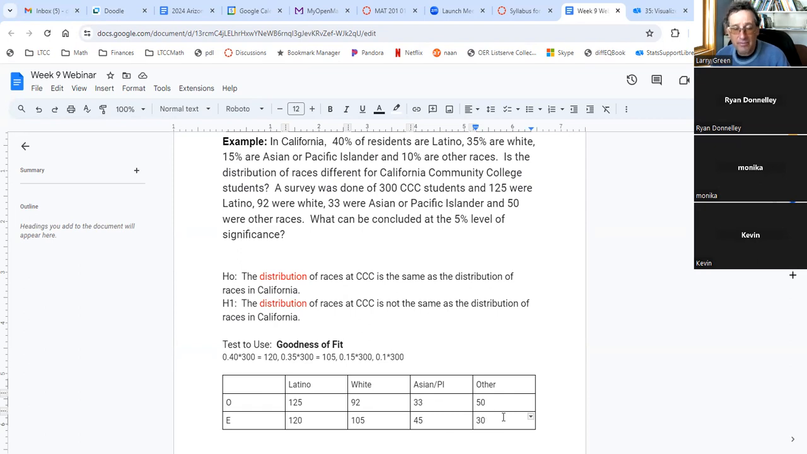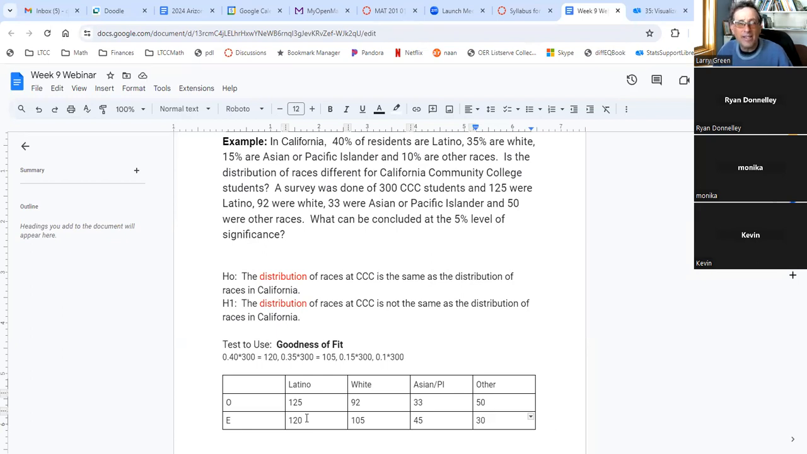Okay, you might notice, are any of the observed what we expected them to be? None of them are what we expected them to be. Does that mean we can say that the distribution of races in California community colleges is different than in California? Because none of the observed are the same as the expected, so they're different. What do you think? Can we say that the distribution is different? And the answer is no.